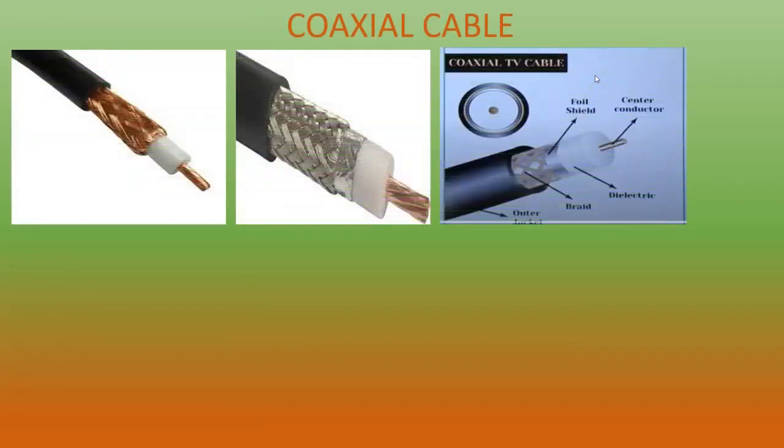Now we can see the next type of guided media, that is coaxial cable. See the picture. In this picture, the data is transmitted through the inner cable. This is the inner core. So through this cable, the signal is transmitted.